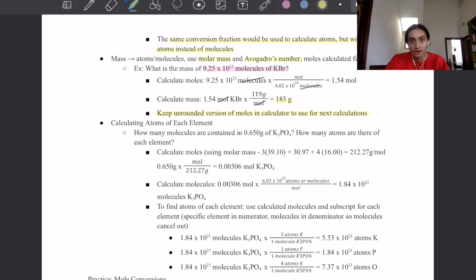Okay, and our final mole conversion I'm going to talk about today is calculating the atoms of each element. So with this, you are going to use Avogadro's number and the amount of atoms of each element within a molecule. That'll make more sense once we try this example. So let's say we need to find how many molecules are contained in 0.650 grams of K3PO4. So that is a mass. Now we want to find how many atoms there are of each element. So first we need to find molecules. And we do that by getting to moles first.